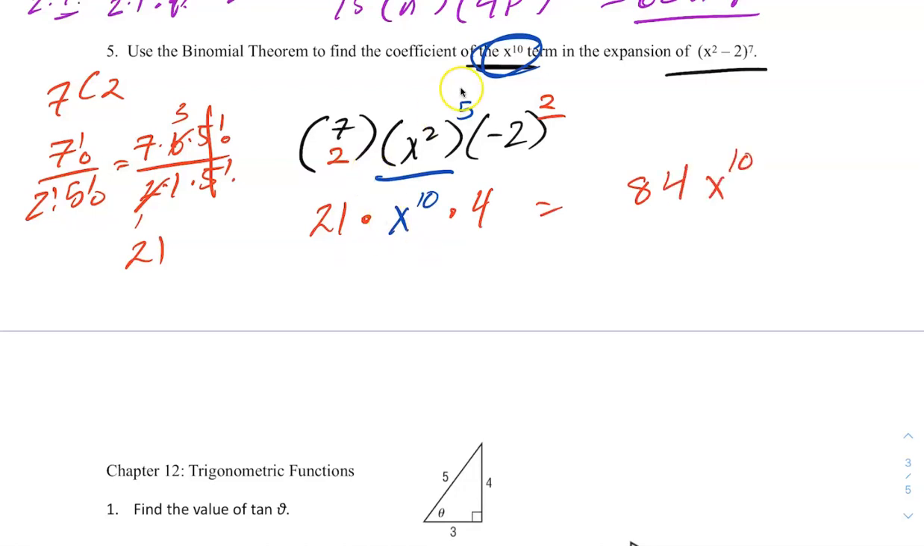Now technically it says coefficients, my answer should only be the coefficient, which is 84. But I want to mark you down if you left the x^10 there.